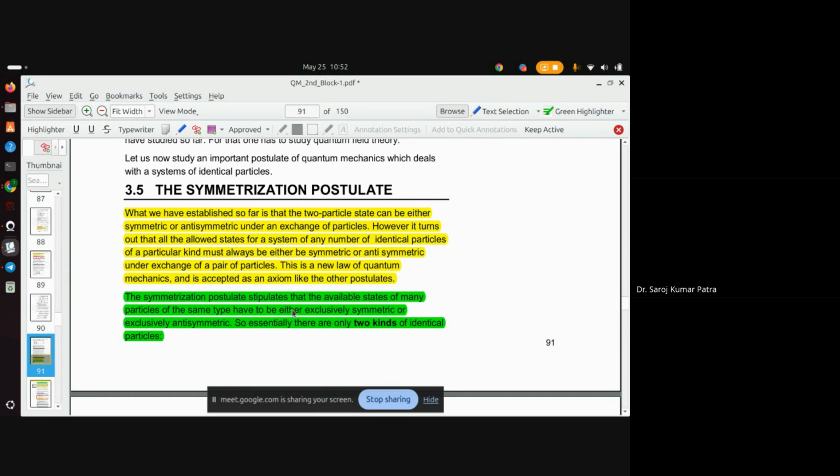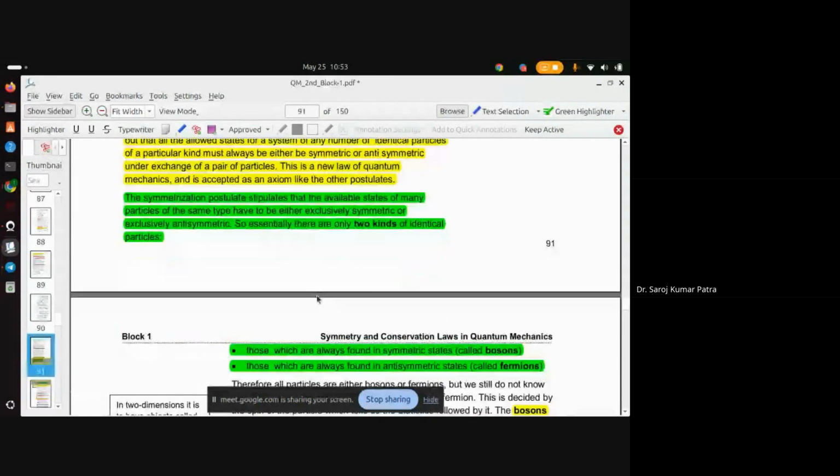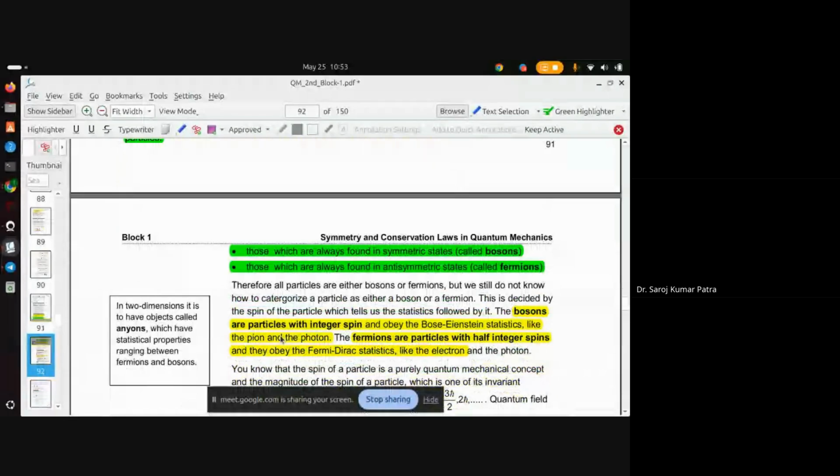The symmetrization postulate stipulates that the available states of many particles of the same type have to be either exclusively symmetric or exclusively antisymmetric. So there are two kinds of identical particles. Those which are always found in symmetric states are called bosons, and those particles which are always found in antisymmetric states are called fermions.